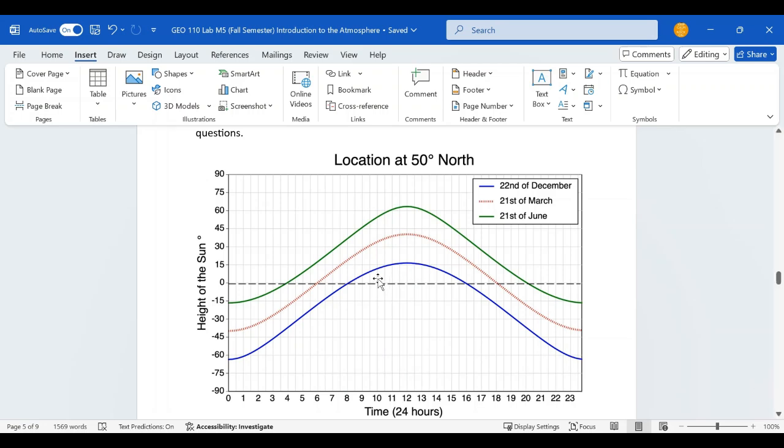So I'm just going to walk you through what this chart actually means because I know it's a little bit confusing. You see the lines going everywhere. So just want to make sure that it's clear. I want you to notice first that the horizontal axis here says time in a 24-hour clock.